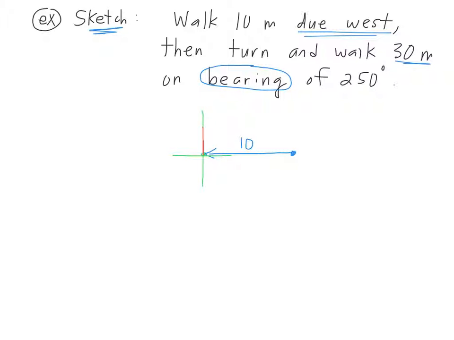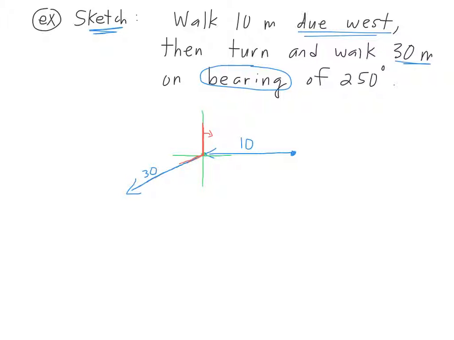So if I were to draw 250 degrees from the north and clockwise, that is going to put me down here, okay? So this is going to be my new path. I'll do this blue like the other one, okay? And I know that I'm going to be traveling for 30 meters down that path. So keep in mind that this was a 250 degree bearing for the angle.